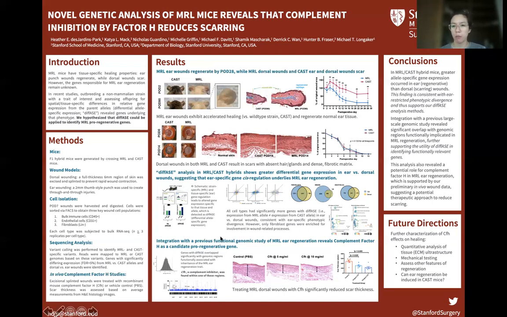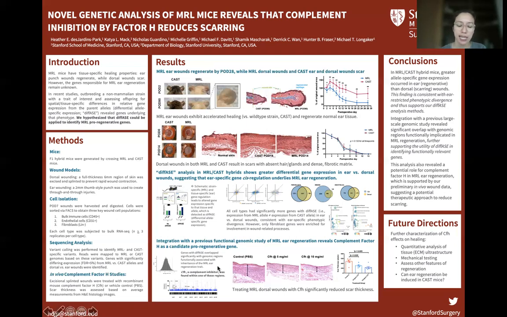And finally, the last nail in the coffin was when we looked at a previous genomic study, something called a QTL study, or quantitative trait locus study. Essentially it identifies broad regions of the genome, so maybe several thousand base pairs, that are inherited in a manner that's statistically significantly associated with inheritance of a trait of interest. So in this case, ear regeneration. So these are regions of the genome that we know pretty definitively have some genetic elements in them that are involved in the MRL ear regeneration phenotype.